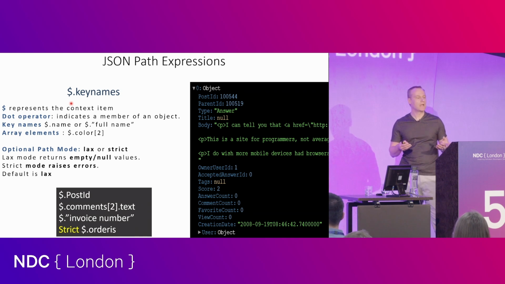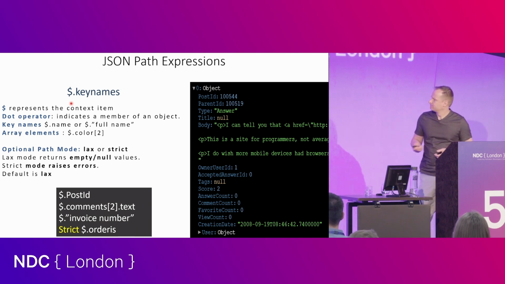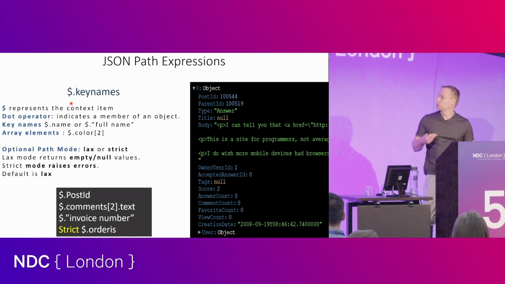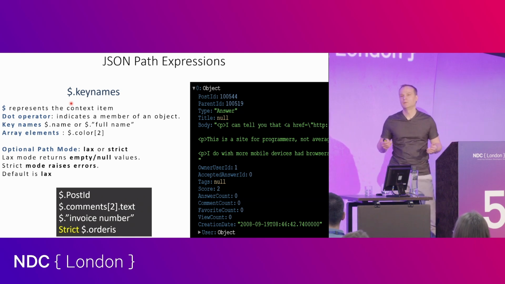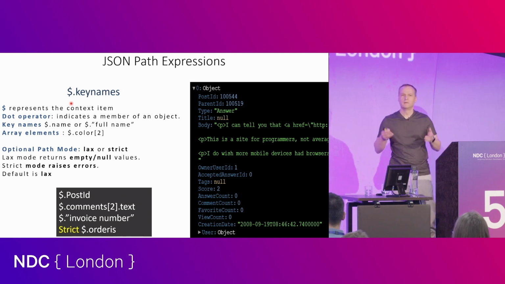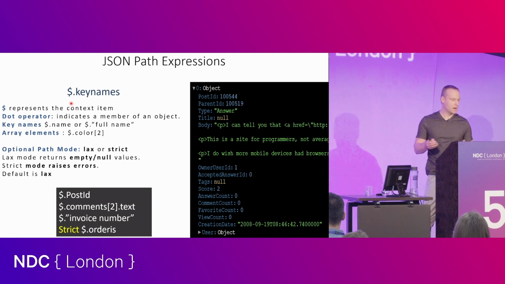So what actually happens here? For example, the last one here, you see orderId. Well, orderId does not exist here. So in lax mode, if you try to get orderId, SQL Server is going to return null. If you are using strict, SQL Server is going to throw an error and tell you that this doesn't exist. So you can have some kind of control on the schema. Even though it's schemaless, you can have some control over the schema by using the strict option.